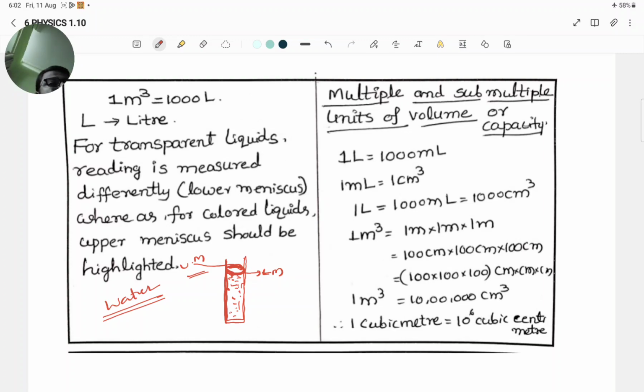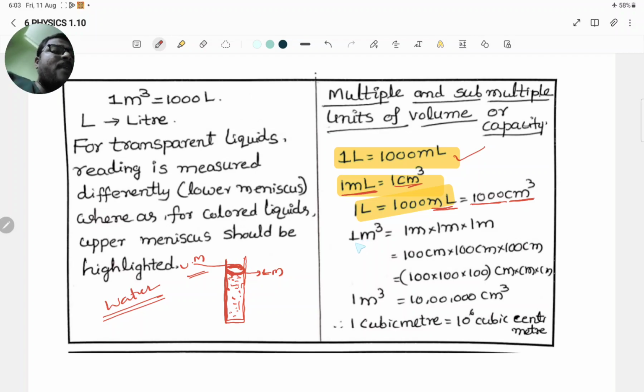See here, I already wrote that 1 liter is equal to 1000 milliliters. We know very well that 1 milliliter is equal to 1 centimeter cube. That's why 1 liter is equal to 1000 milliliters. Instead of milliliter, I am writing centimeter cube, because 1 milliliter is equal to 1 centimeter cube. That's why 1000 milliliter is equal to 1000 centimeter cube.